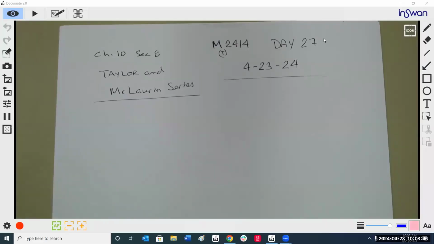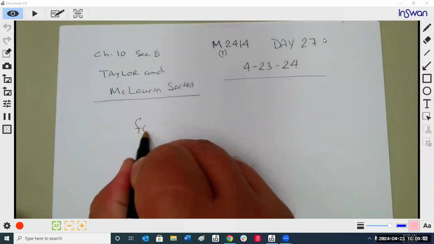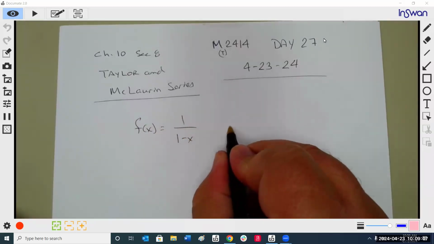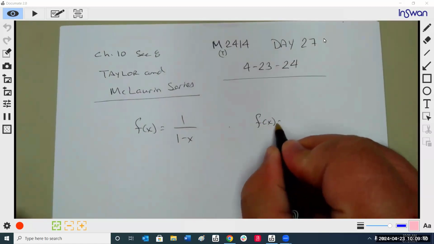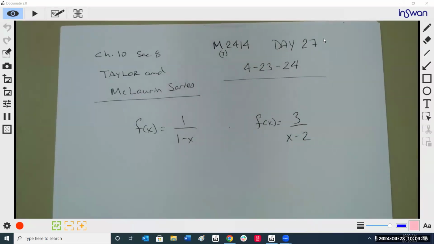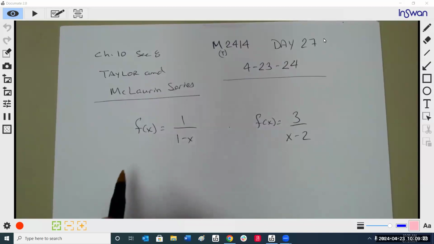All right. Today we're going to discuss Chapter 10, Section 8, the Taylor and MacLaurin series. So far, what we've seen are geometric series that generate a power series for a function. So we have something like f of x equals 1 over 1 minus x. Now we're going to look at general functions that represent power series that are infinitely differentiable.